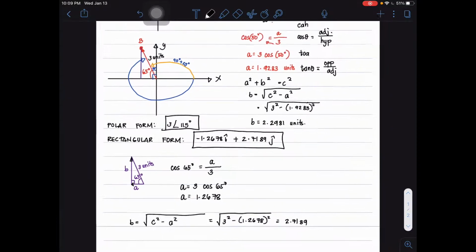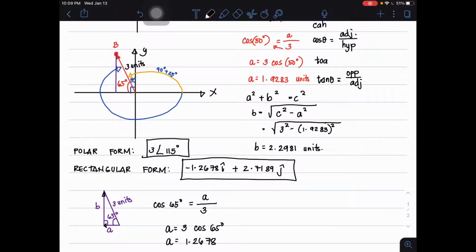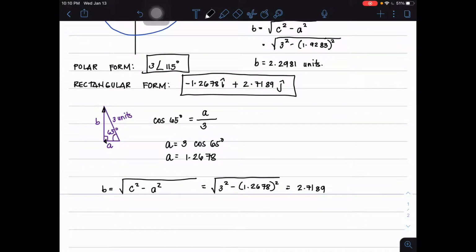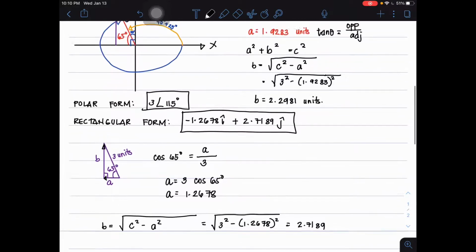Now if your point is located in the third quadrant, both the directions of your i hat and j hat are negative. If it's in the fourth quadrant, your i hat is positive and your j hat is negative. Anyway, positive and negative are just symbols of the direction.